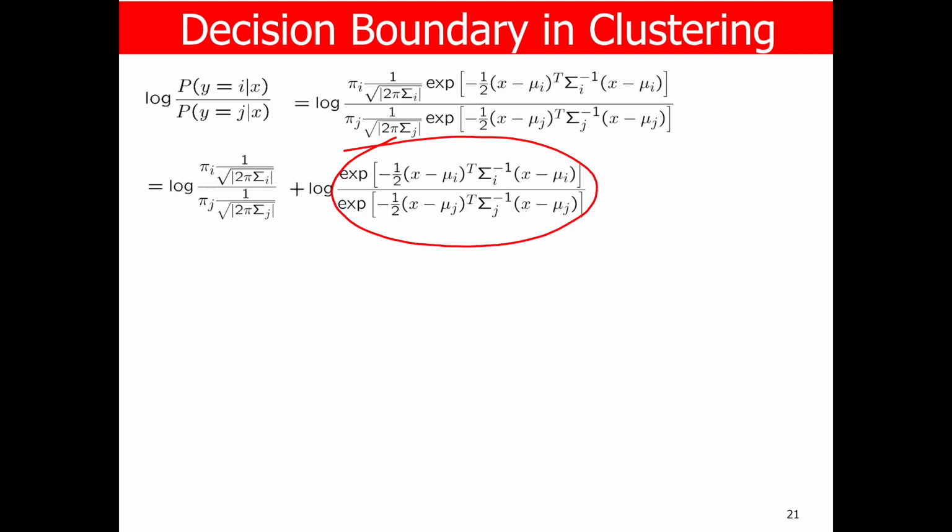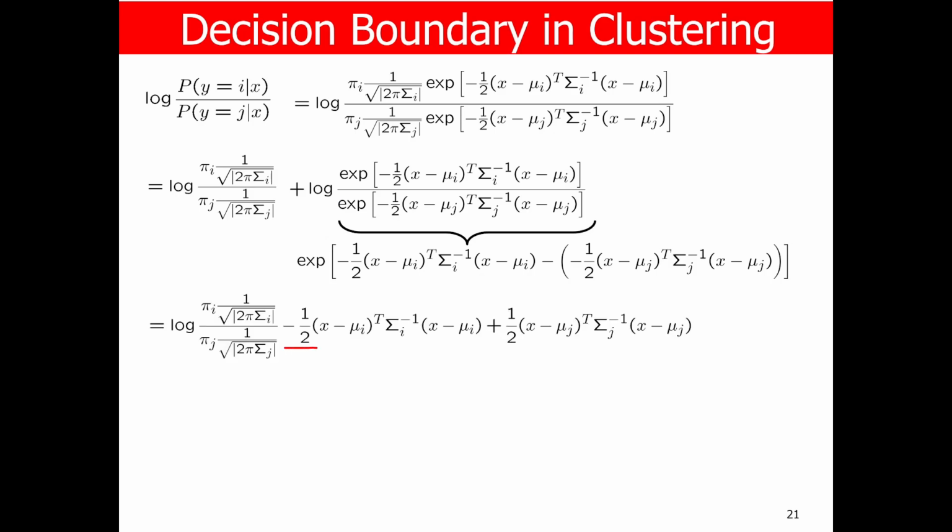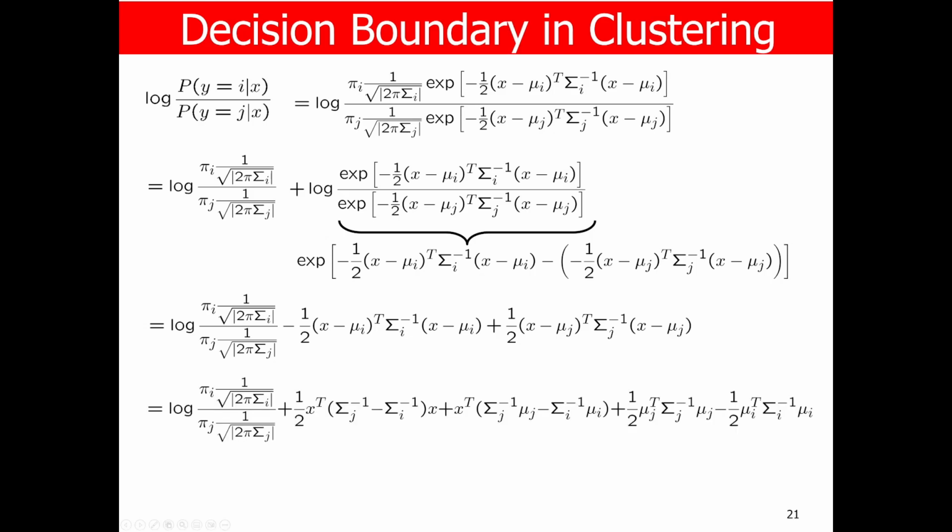Since exponential a divided by exponential b is just exponential a minus b, we can also simplify this expression. Here, the log function cancels the exponential function. This is just the difference between two quadratic terms, and it's easy to see that we can simplify it further. Here, the first term and the last two terms don't depend on x, they are constant, and we can denote them by c. So finally, we have that the log of the ratios of the probabilities is just this quadratic expression.